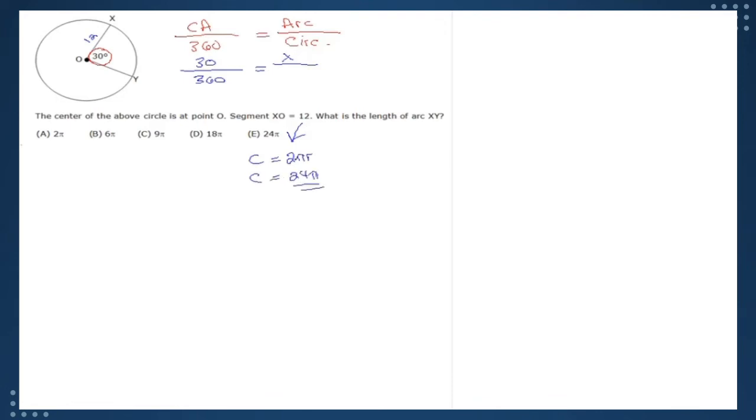Now, one of the things I always say to do, and it doesn't matter where you're at in the test, you always want to look to reduce. You want the numbers to be as small as possible at all times. So 30 over 360 actually will reduce down to 1 over 12. So we can say 1 over 12 equals x over 24 pi. Cross multiply, 24 pi equals 12x. X equals 2 pi. And there is our answer.